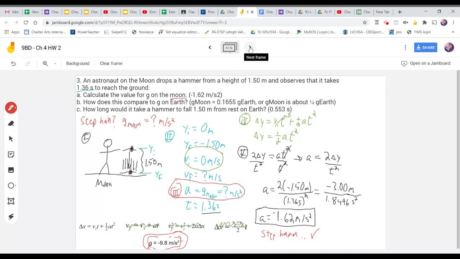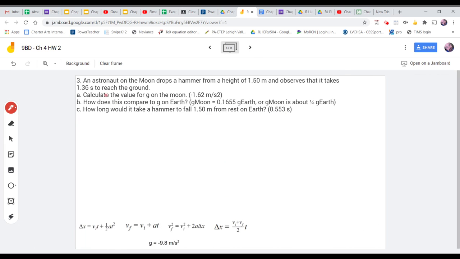Now for part B. Part B is a different kind of question, and I would not be surprised if many of you are very confused about this. This is just kind of a crazy curveball question that we haven't seen anything like. But part B, how does this compare to g on Earth? All right, so step for part B.